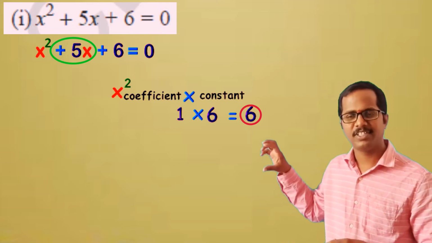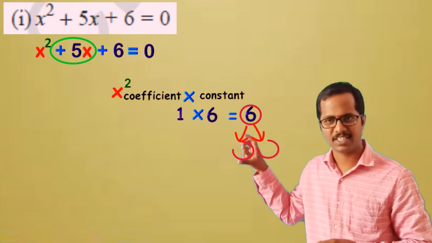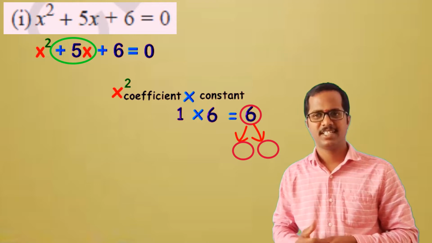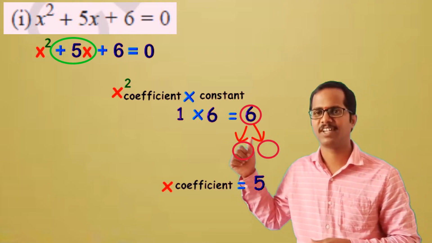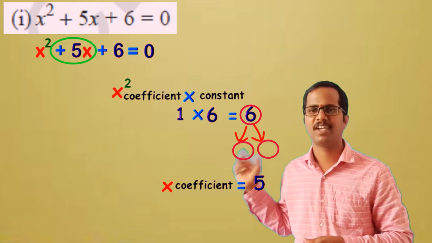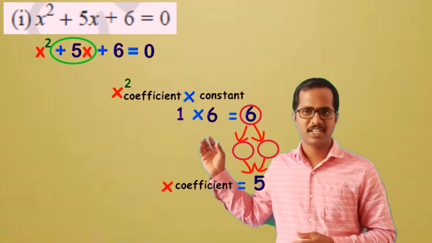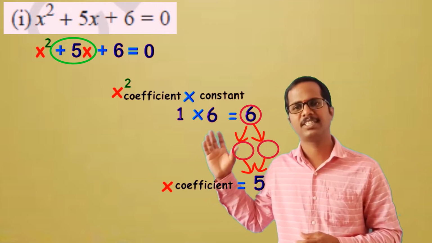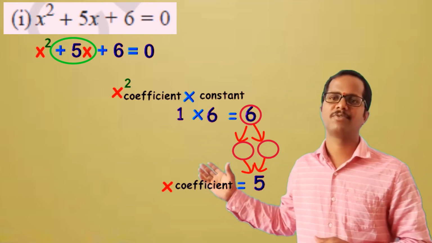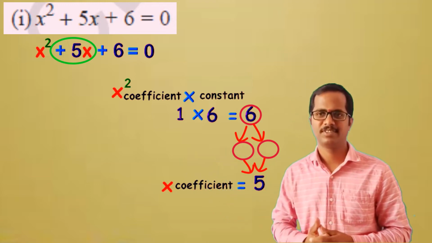Now we need to search for the suitable pair of factors for 6 such that the sum of those two factors must be equal to the x coefficient. So here, what is the x coefficient? That is 5. So now tell me, what are the suitable pair of factors for 6 that we need to take here, so that the sum of those factors equals the x coefficient 5?